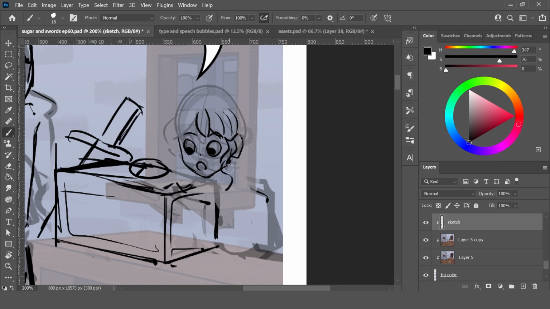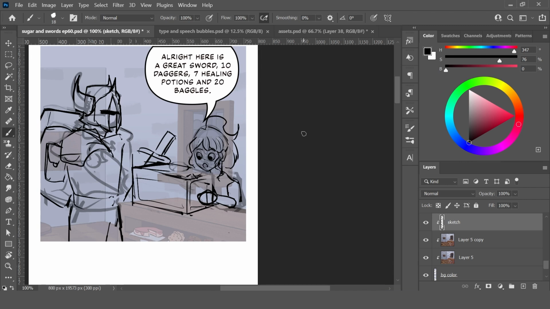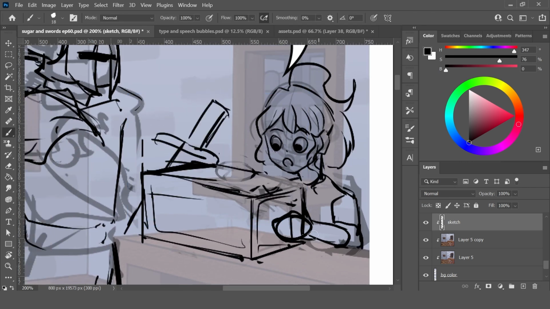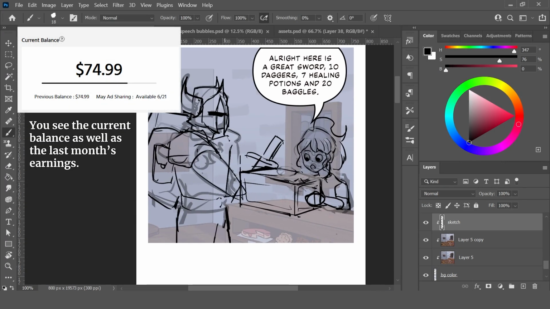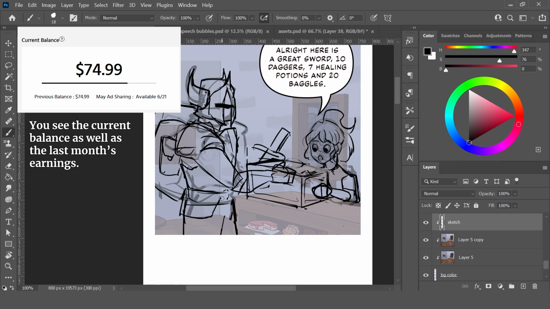I really wish Webtoon would show more, but it's kind of disappointing how limited they are for how big the platform is. The same goes for how much data they give you for ad revenue. Every month they tell you how much money you've earned in the month, and nothing else.